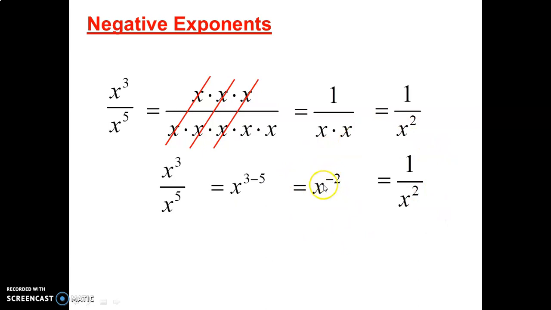When you see the negative exponent, you can just bring that whole term to the denominator and make it positive. So the rule is if you have this base a with a negative exponent, you can rewrite it as 1 over a to the positive exponent there.